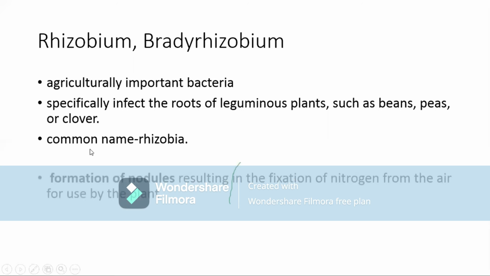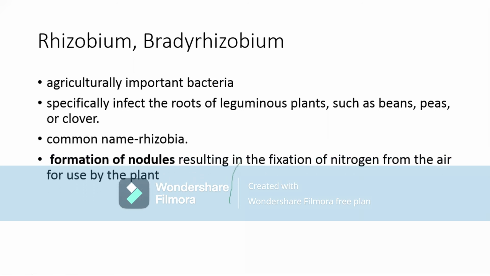So the common name is Rhizobia, and once they infect any root, the characteristic feature is that the root forms nodules. Why are they making nodules? Because basically they are anaerobic organisms, right? They live in the roots and form nodules, and the formation of these nodules provides them the opportunity to maintain an anaerobic environment where they can fix nitrogen.